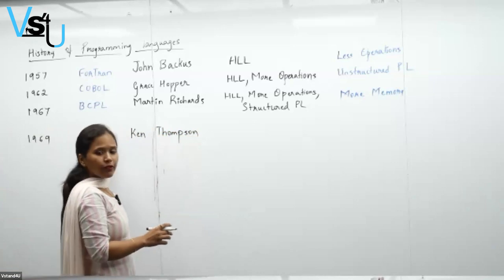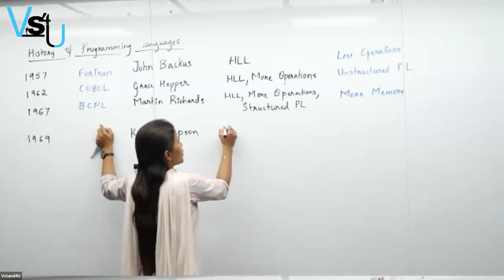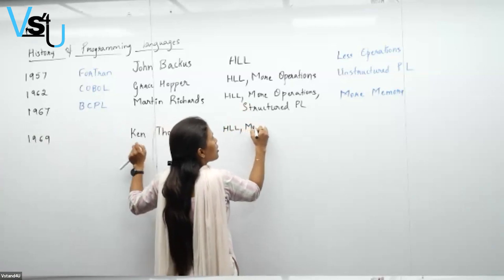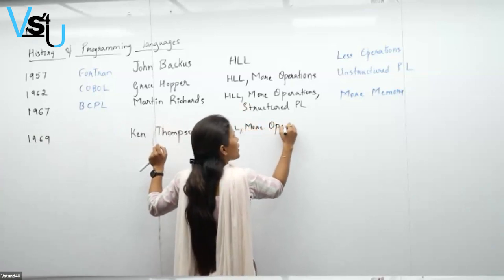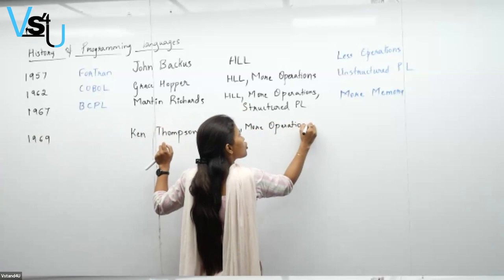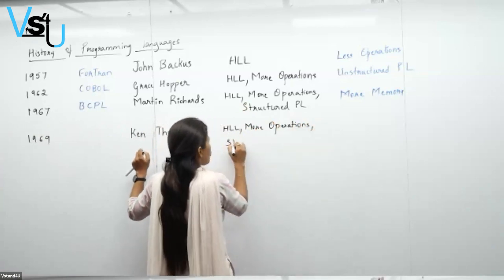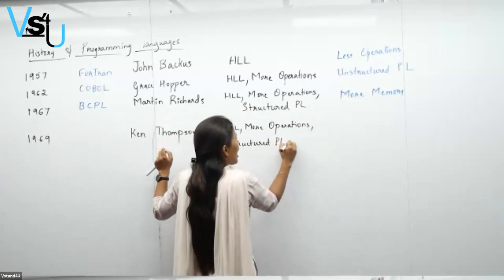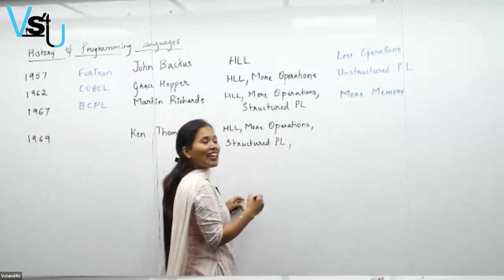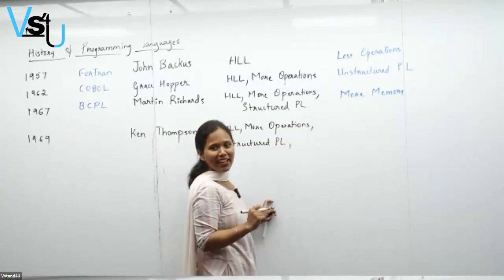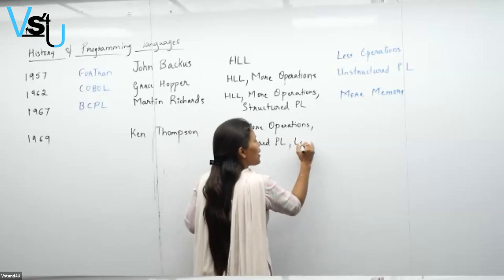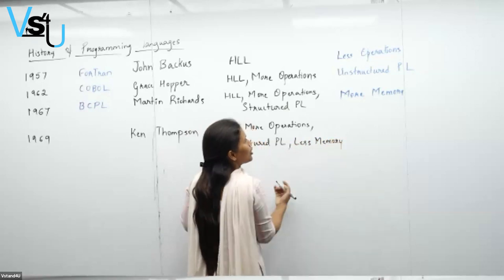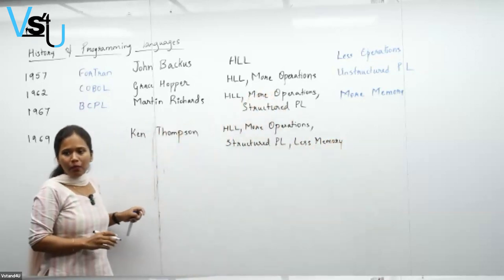He came up with one language which was definitely a high-level language, which was definitely performing more operations, which was also a structured programming language. And more memory or less memory? It was occupying less memory compared to BCPL.